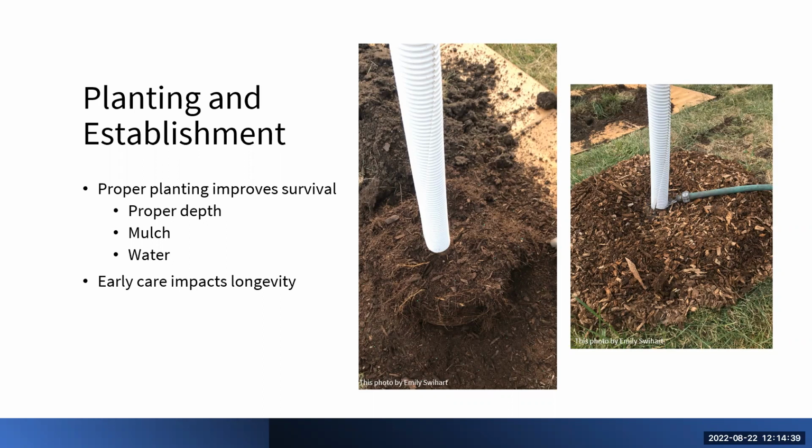And so proper planting depth would be at that first lateral root, which is the first significant root that you see. And then afterwards, mulching and watering your tree. So mulch is going to provide a number of benefits for you and for the tree.